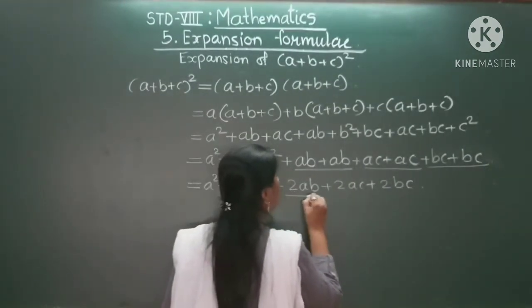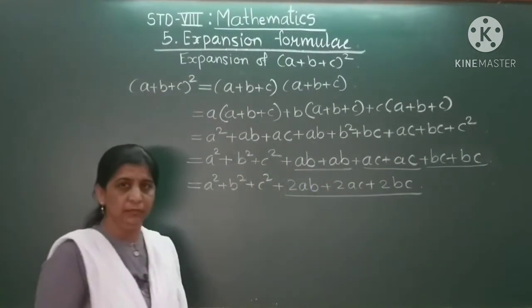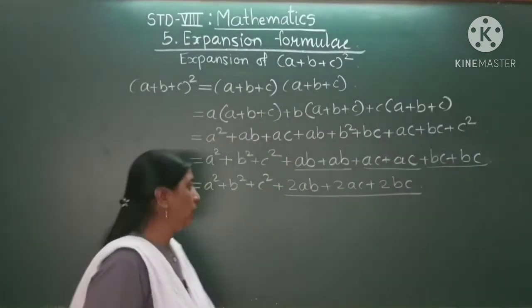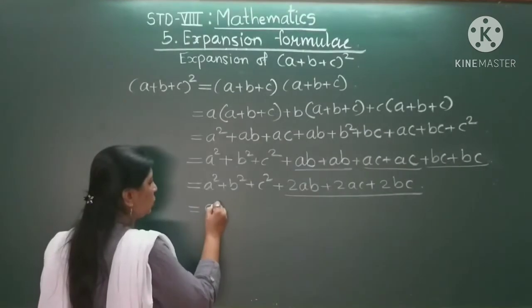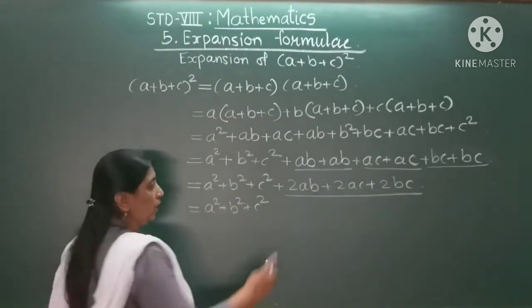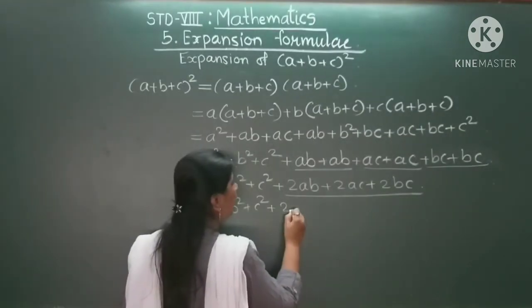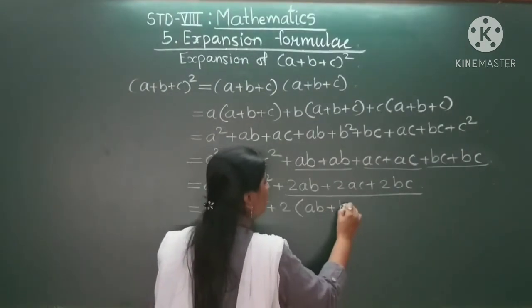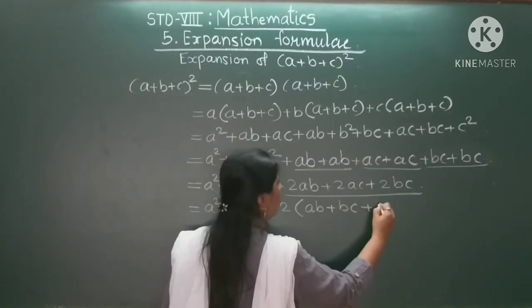Now if I look at these three terms together, I can take 2 as a common coefficient. So let us do that: a square plus b square plus c square, and amongst these, I will take 2 common. While writing inside, I am going to rearrange it as ab plus, I will take this term first and this term last.